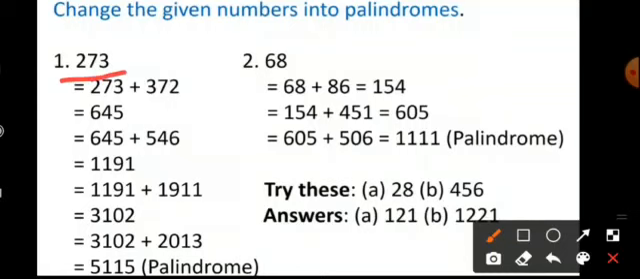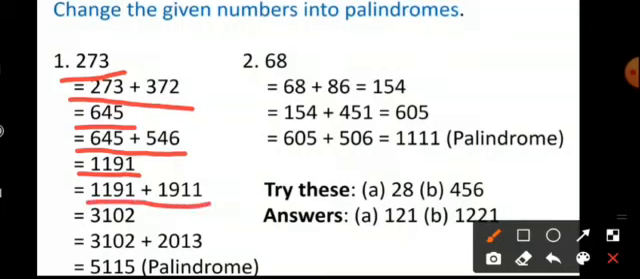After reversing, we get 372. Now add these two numbers, we will get 645. Again this 645 is not a special number, so reverse it and add these two numbers, you will get 1191. Again 1191 is not a special number, so reverse it, the number will become 1911. Add it, so you will get 3102.